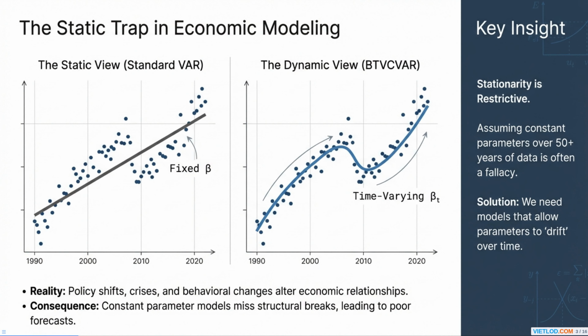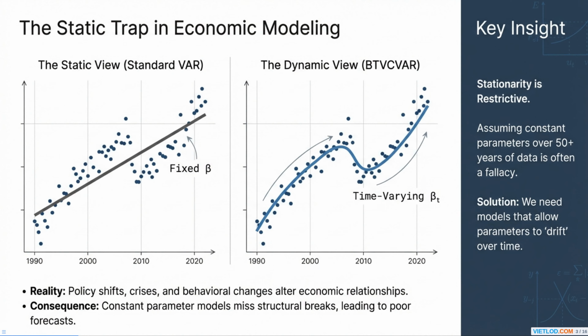Standard models like the vector autoregression, or VAR, assume a static view. They fit a single relationship with a fixed coefficient, let's call it beta, across the entire dataset. In contrast, the dynamic view, embodied by the Bayesian time-varying coefficient VAR, or BTVCVAR, allows the coefficient, beta t, to evolve over time. Economic reality is not static.